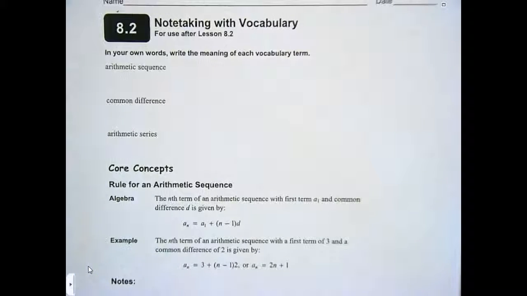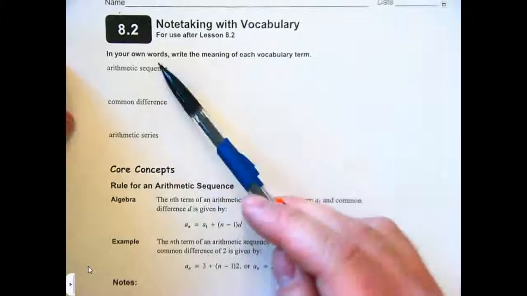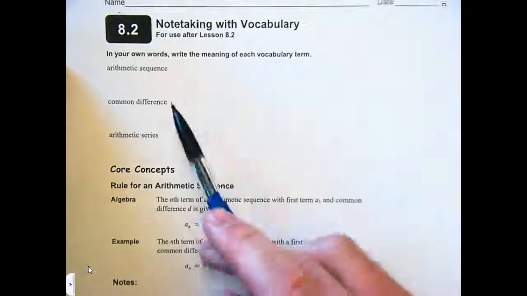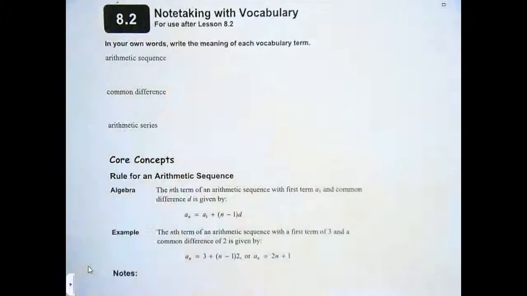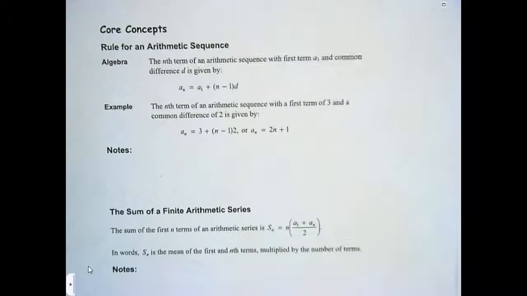Okay, today we're going to focus our attention more away from the overall idea of sequences and focus in on arithmetic sequences. On page 223 of your student journal, you'll see some different terms up here: arithmetic sequence, common difference, arithmetic series, and then some different rules that we'll follow.